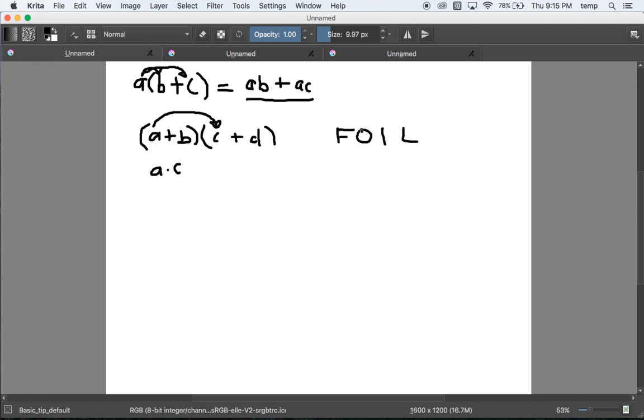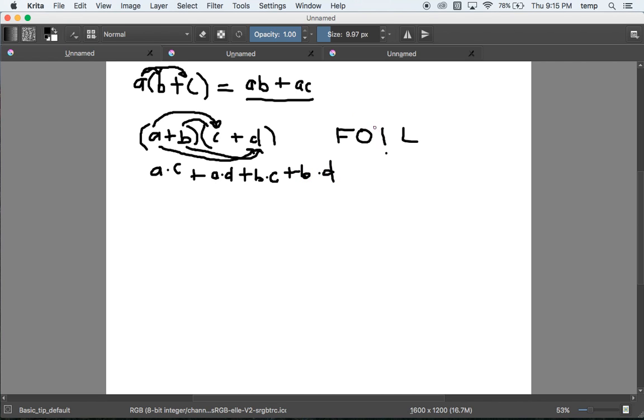Our next step is we do our outside terms. So we do those two. So this would be plus a times d. Next, we do our inside terms. So that's going to be b times c. And finally, we do our last terms in both polynomials. So that's going to be plus b times d.